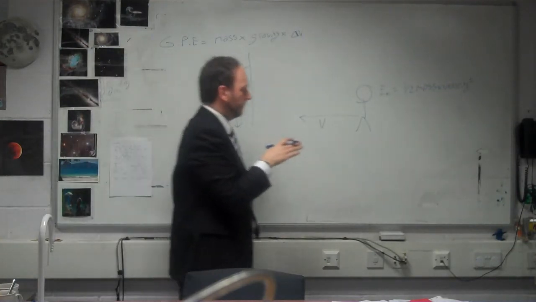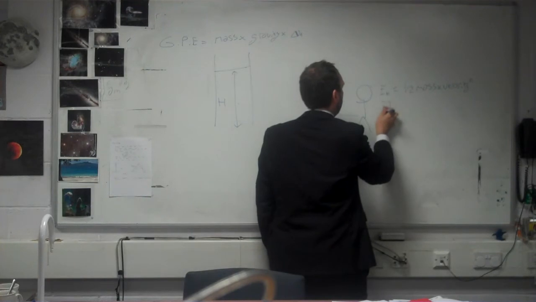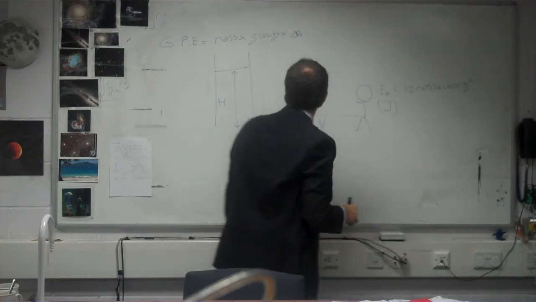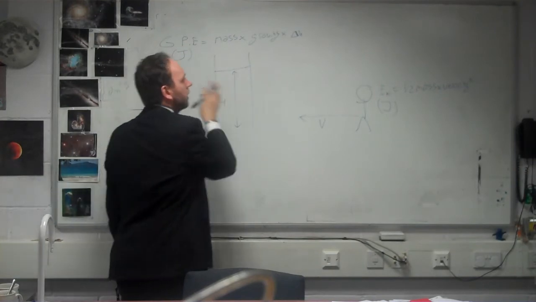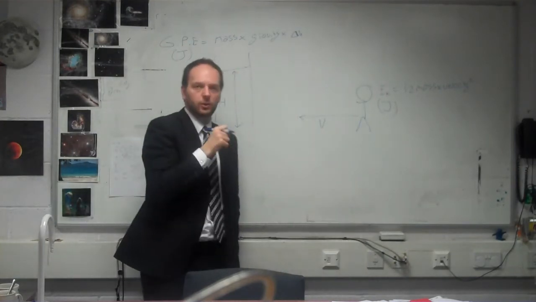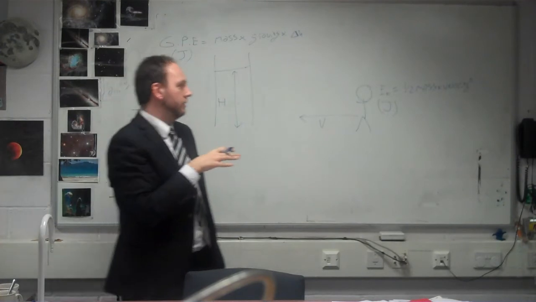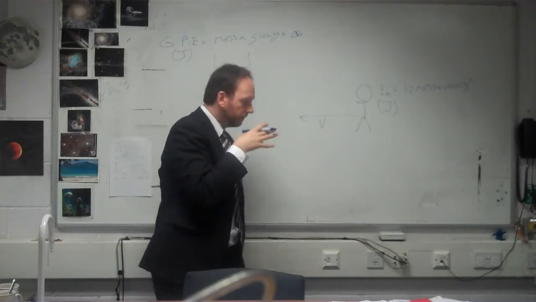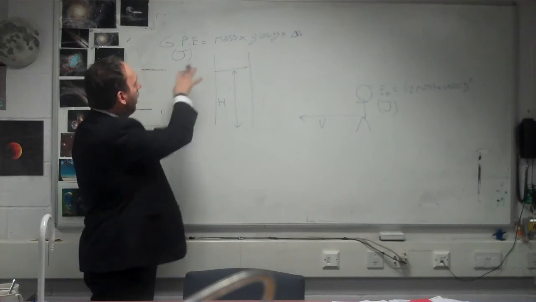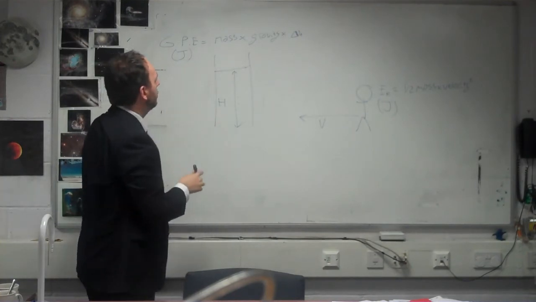Let's look at our units. We know that EK is joules. We know that gravitational potential energy is joules. We know we can make those equal to each other. Let's take a moment, think about why the units for GPE are joules.